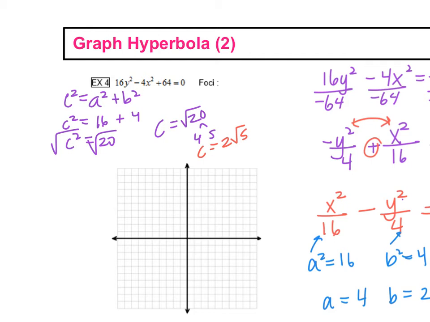And we do want to keep in mind that when your equation starts out with the x squared, that means that your foci has the c value first, plus or minus c comma 0. So when we identify the foci, it's plus or minus 2 root 5 comma 0. So there's the first thing we needed. Now we're ready to do our graphing.